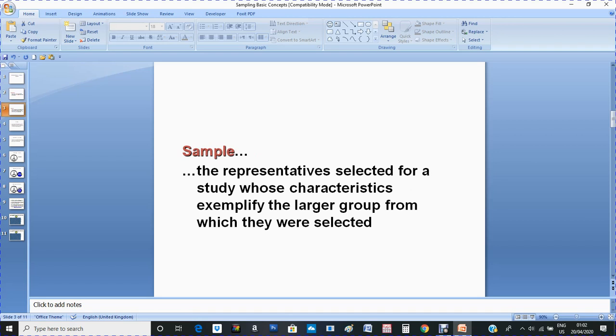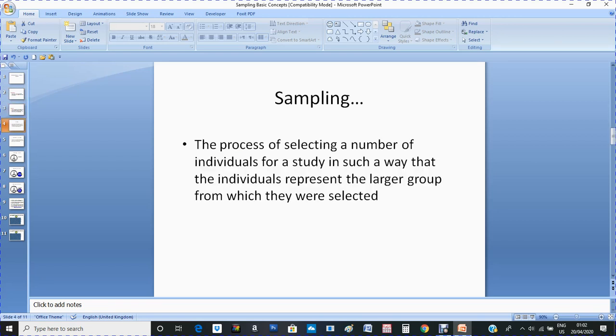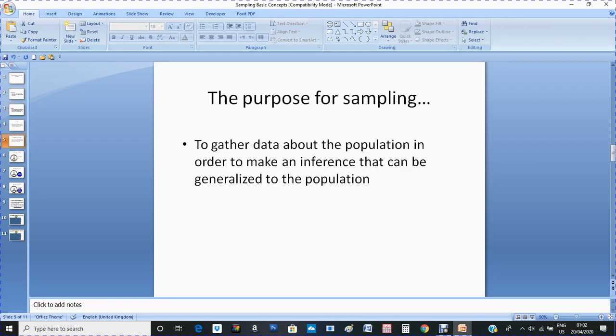Now, it's very important to remember that the sample should be representative of the population. If it is not representative, it is a big problem. Why? Let's take a closer look. But first of all, let's remember that the purpose of sampling is to collect or gather data about the population in order to make an inference that can be generalized to the population. This is a very important statement.